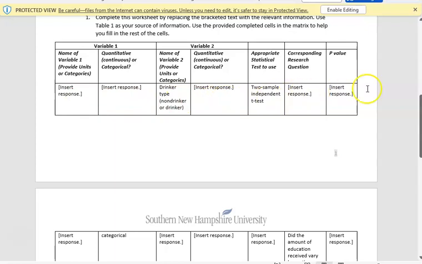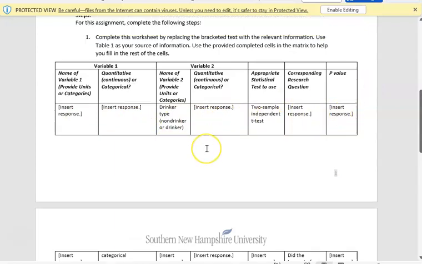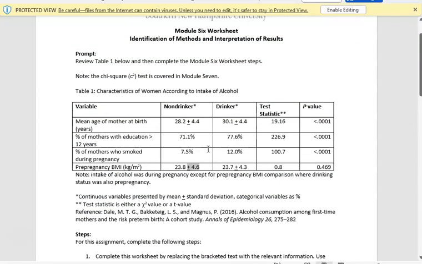Each row will have a categorical variable of the main area of interest, non-drinker versus drinker. And we are comparing age in non-drinker versus drinker, education in non-drinker versus drinker, and so on.